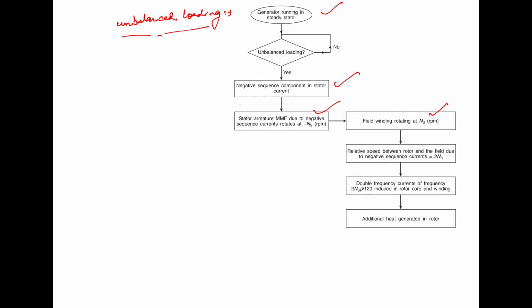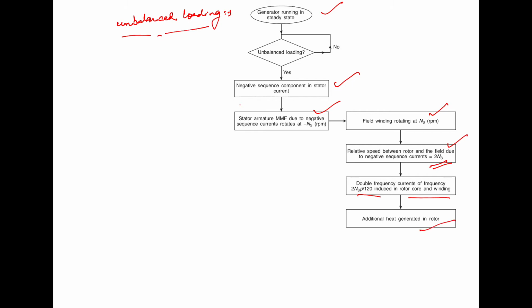Therefore there is a relative velocity between the rotor and the field due to the negative sequence currents of 2 times ns, as you have seen here. Now this causes double frequency currents, that is 2 ns P divided by 120, which are induced in the rotor core and the winding. So this double frequency current of large amplitude is induced in the rotor conductors and the iron, and heat is generated.